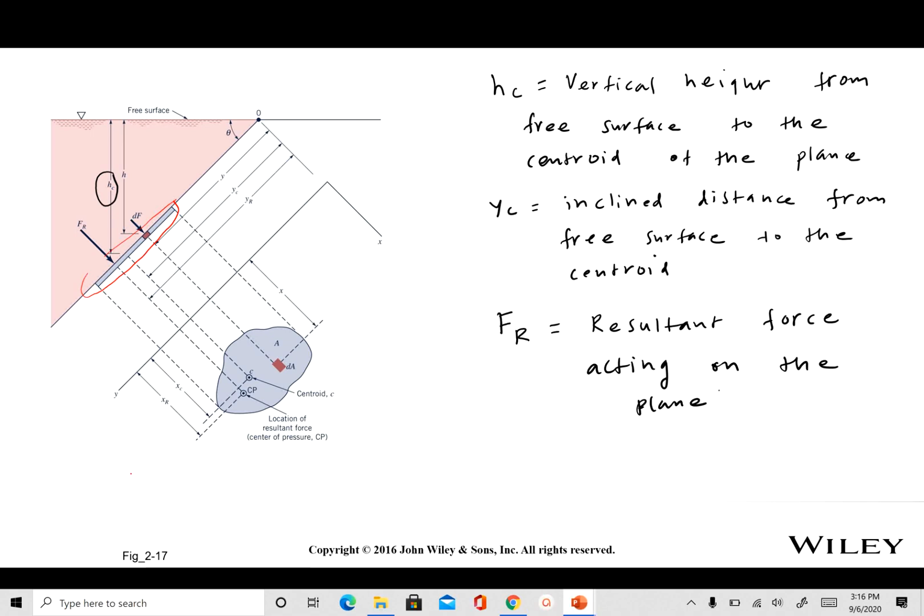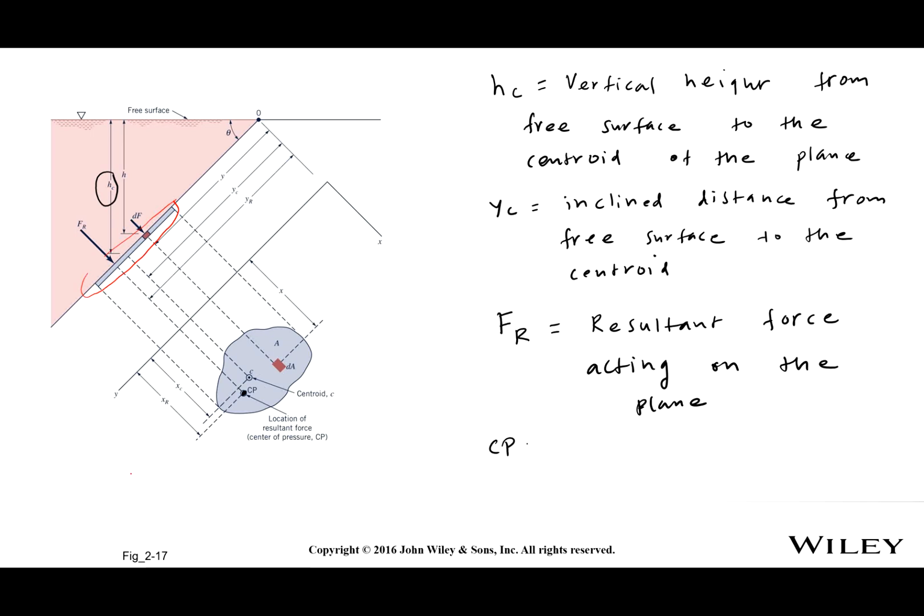Okay, and then we are interested in finding the point at which it acts. That point is called Cp, the center of pressure, and we are interested in finding the coordinates yr, xr for that center of pressure. Now we are working here with respect to the inclined axis. This is our x-axis, and this is our y-axis. So with that, let's see how we can get an expression for Fr, and we will also see how to get the coordinates where that force is acting.